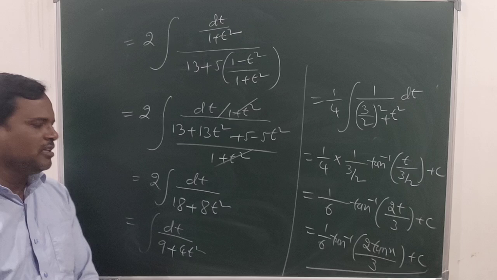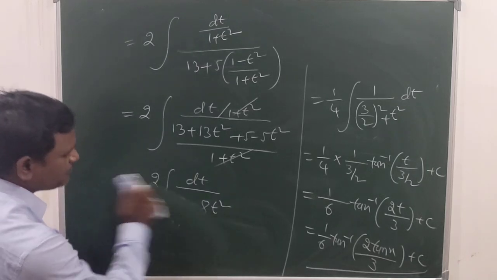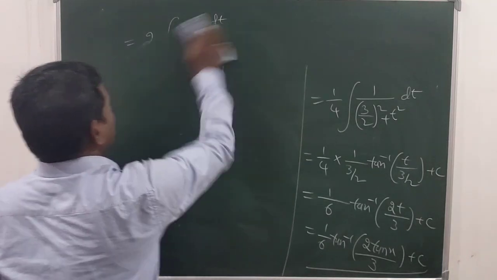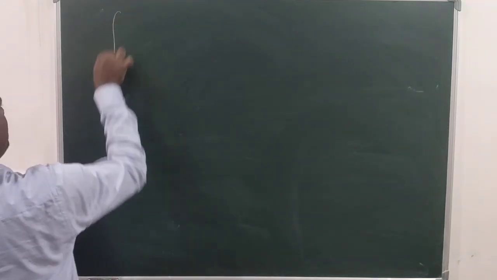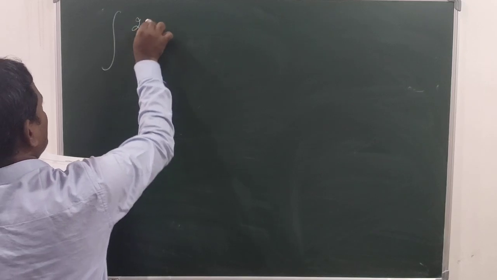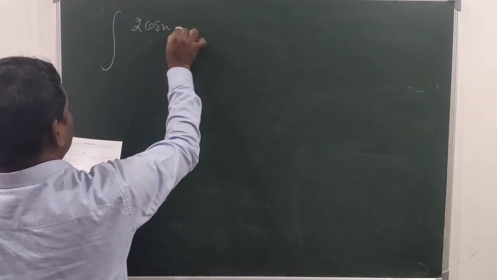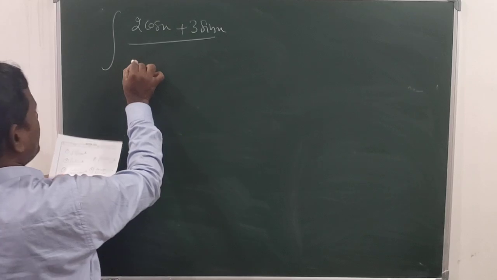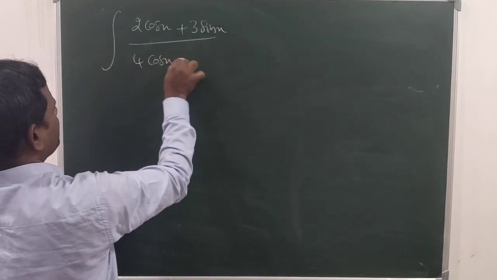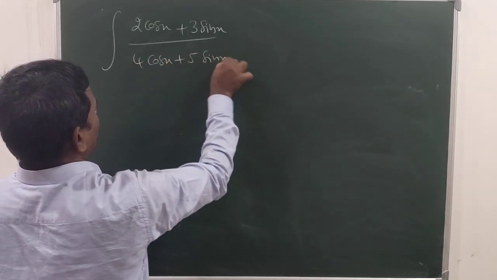Okay, students? Right. Now let us learn integral if it is given in this form. Right. See this integral of (2 cos x + 3 sin x) by (4 cos x + 5 sin x).